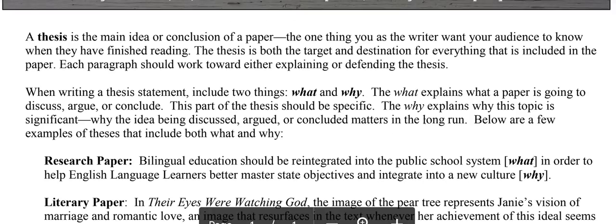The what explains what a paper is going to discuss, argue, or conclude. This part of the thesis should be specific. The why explains why this topic is significant, why the idea being discussed, argued, or concluded matters in the long run. Below are a few examples of theses that both explain what and why.